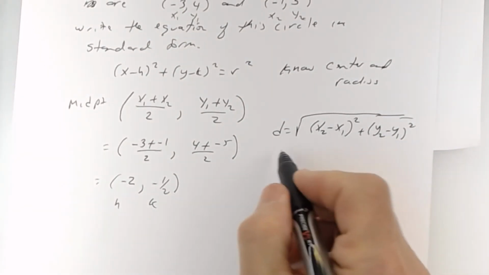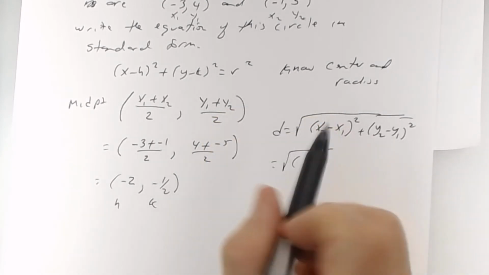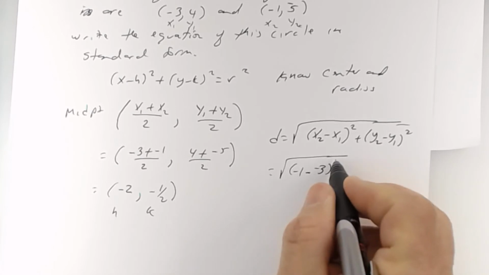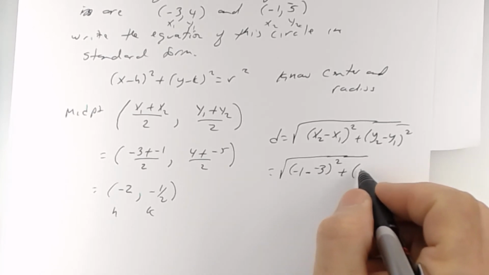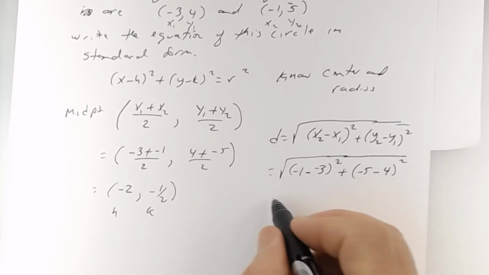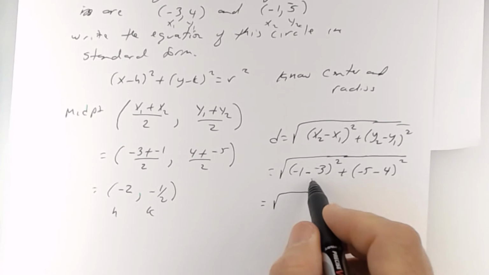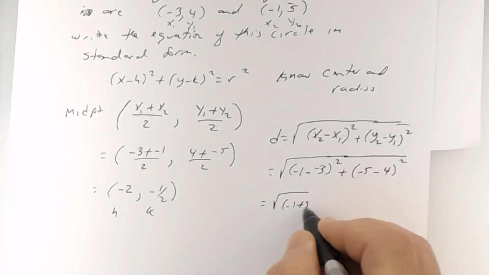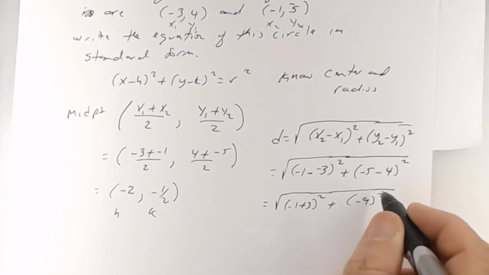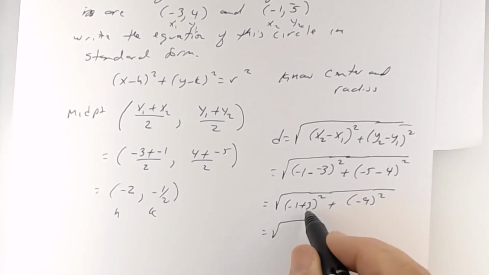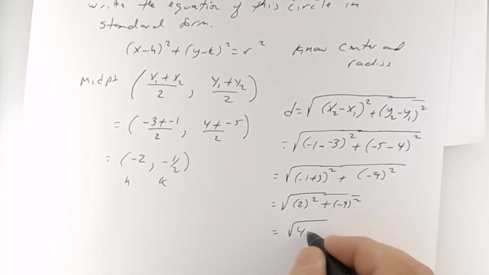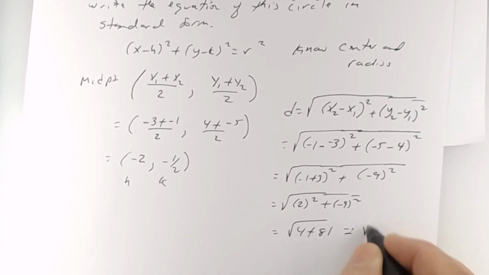And so you just subtract your x coordinates, so it'll be x2, which is negative 1, subtract x1, what's x1? Negative 3, whatever that is, I square it. Plus y2, what's y2? Negative 5. Subtract y1, which is 4, and I square that. Okay? So I get the square root of, now what's negative 1 subtract the negative 3? That's negative 1 plus 3. And then here, that's negative 5 and a negative 4 is a negative 9, right? So I get the square root of, what's negative 1 plus 3? 2. All right, so I get 2 squared plus a negative 9 squared. So that becomes the square root of 4 plus 81, which is the square root of 85.